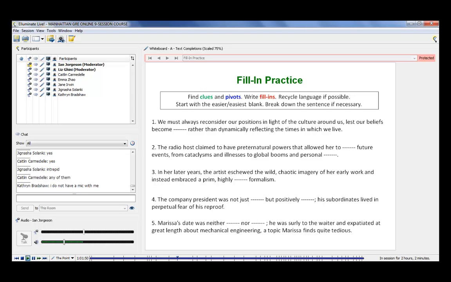So Catherine, start typing for me the very first one. So what were the clues? What were the pivot? What filler did you come up with? And while Catherine's getting started on typing the first one, Jignasha, if you've got a mic, hop on the mic and start talking to us on the mic about the second one.